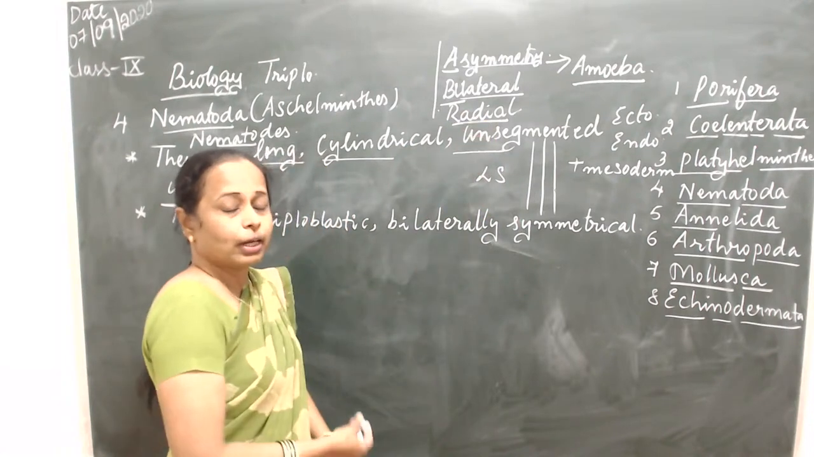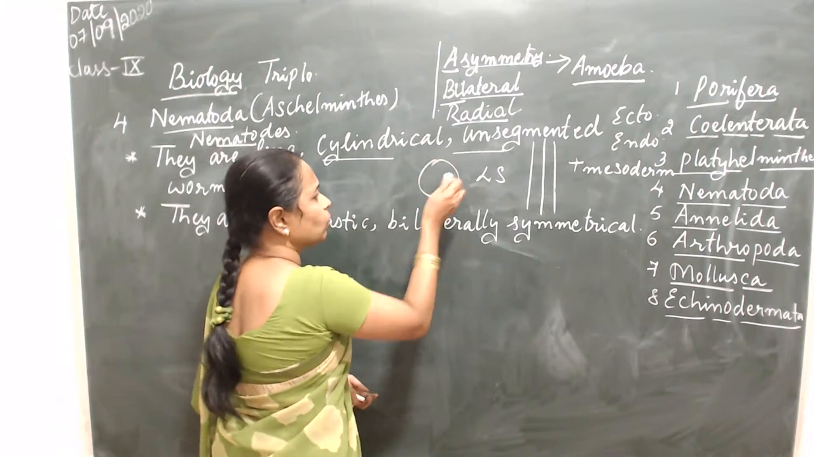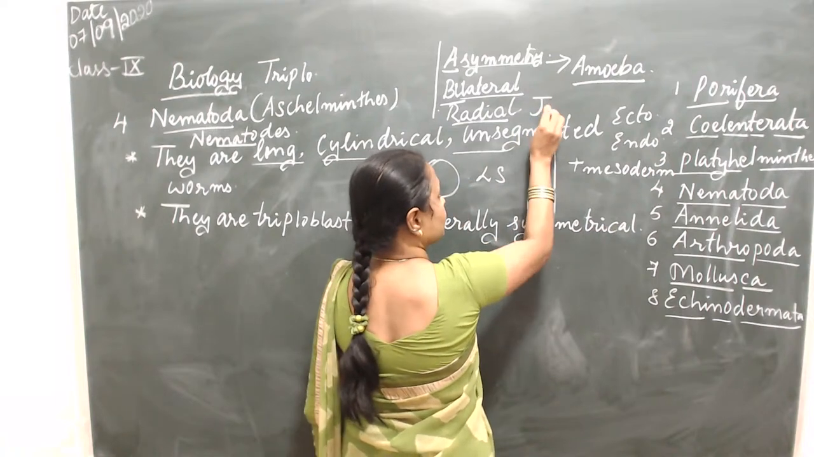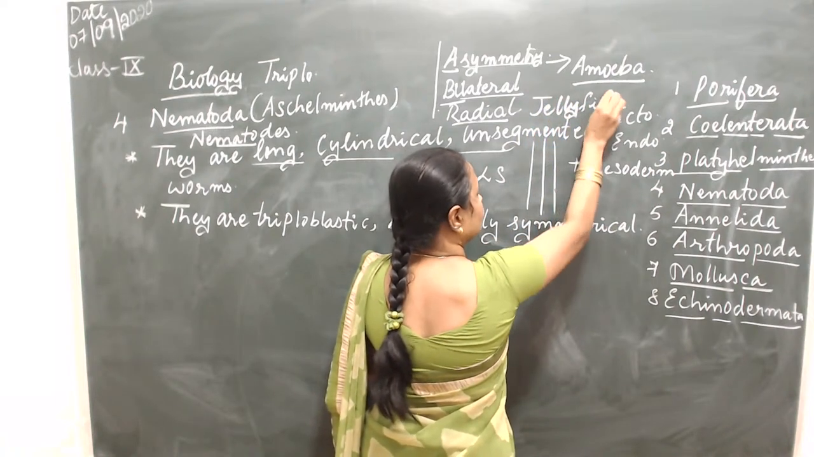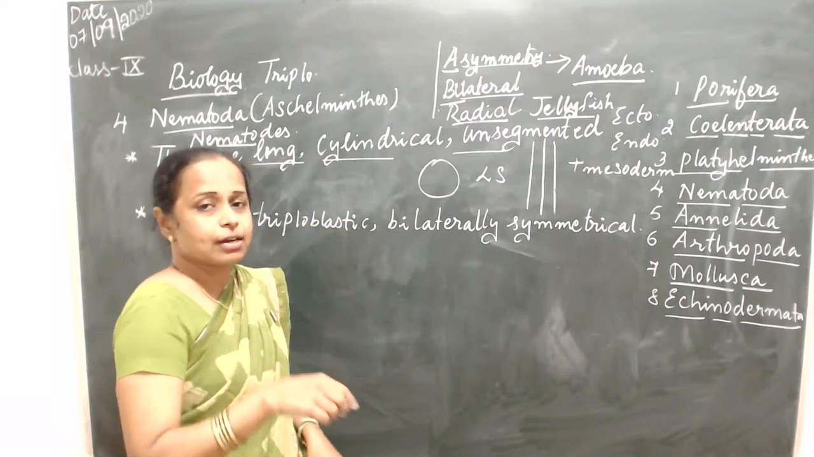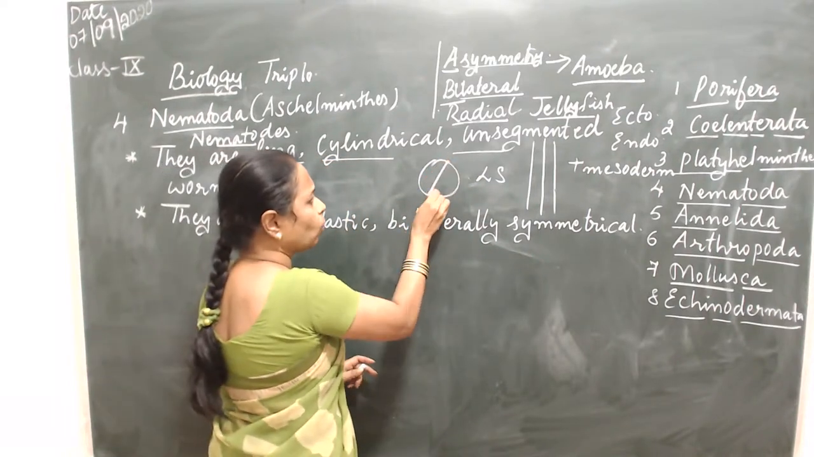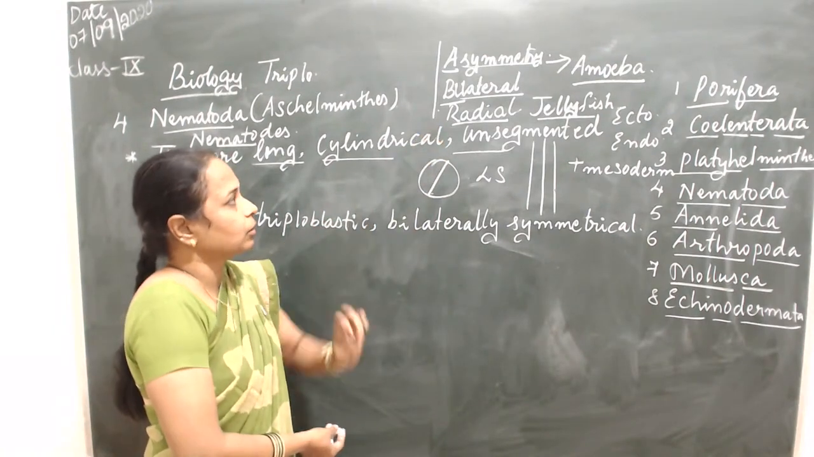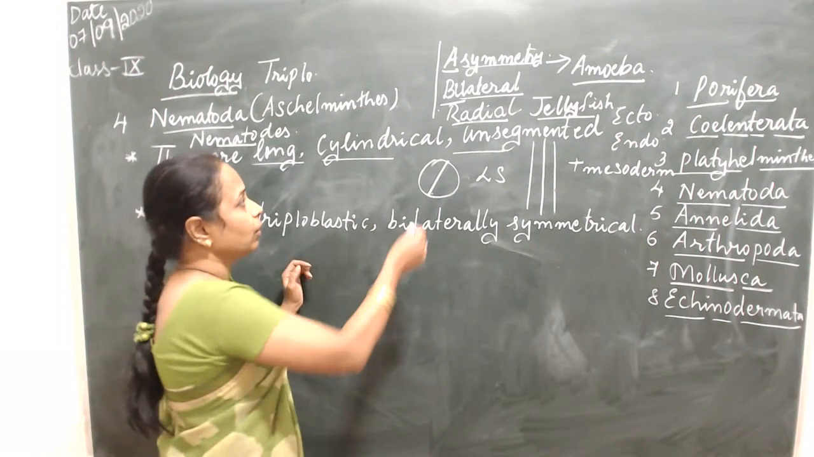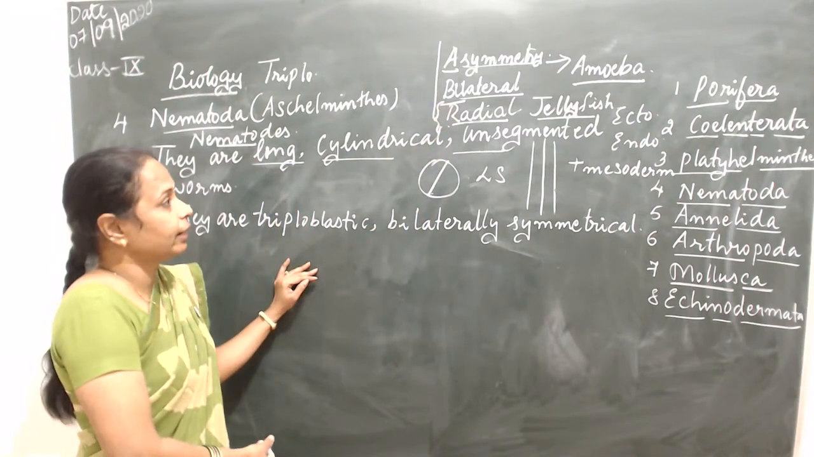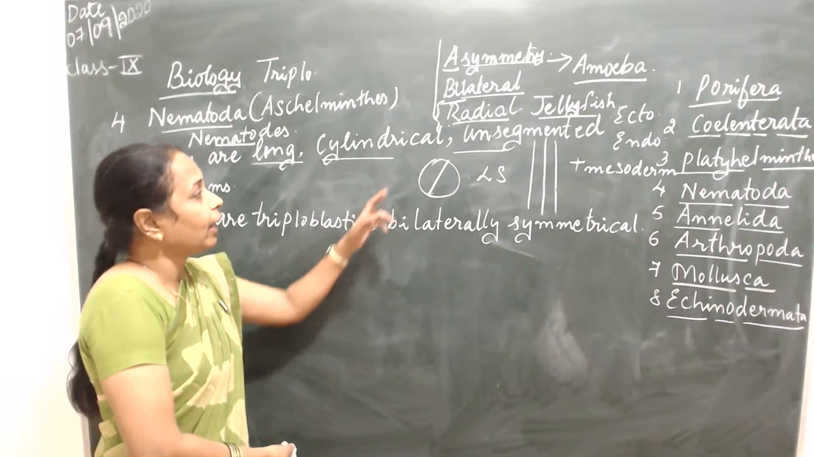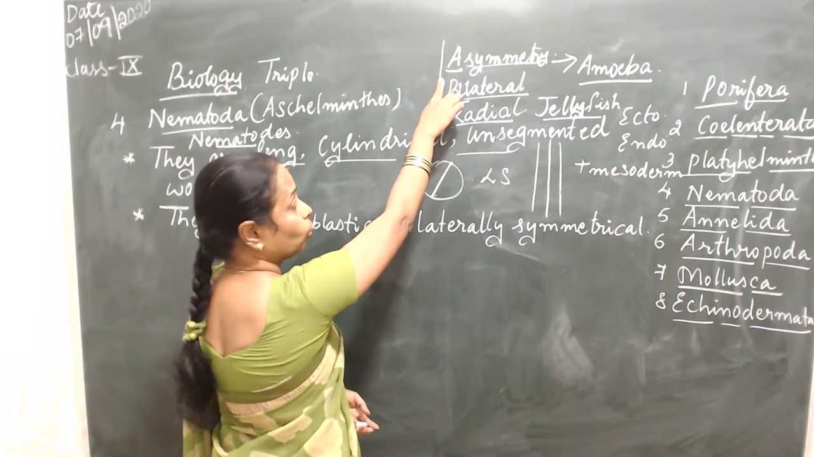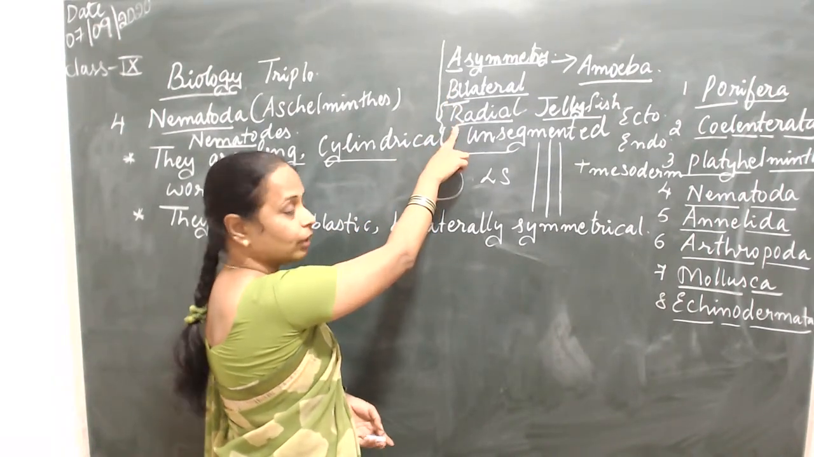Radially symmetrical: where does the question of radius come in? Whenever there is a circle, you have the radius there. In phylum number two, we have an example called jellyfish. Jellyfish is a circular organism; if you try to divide along the radius, you get two equal halves. Such organisms are termed radially symmetrical. Few students were confused and did not get what radially symmetrical is. So just keep in mind, if you are able to divide along the radius, then it is radially symmetrical.